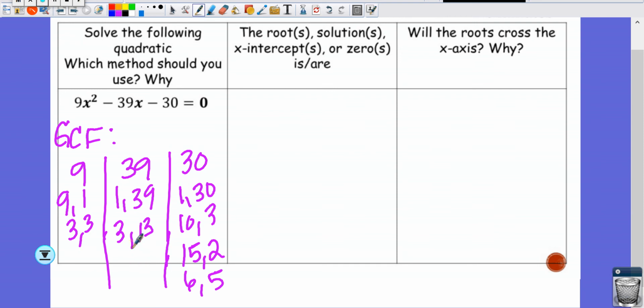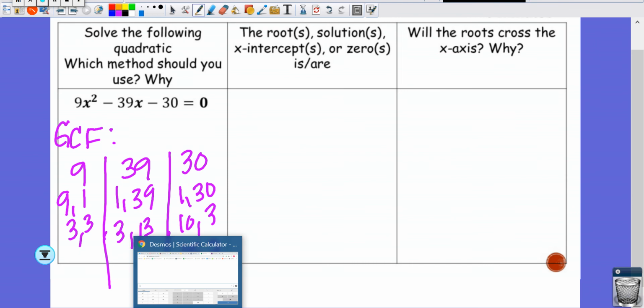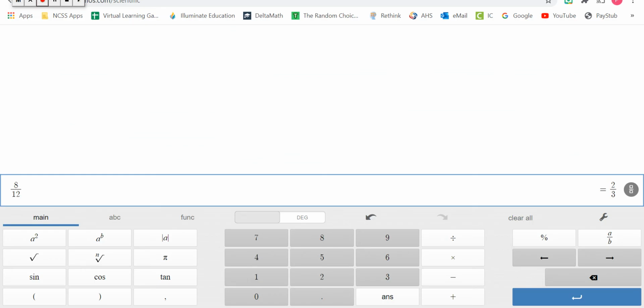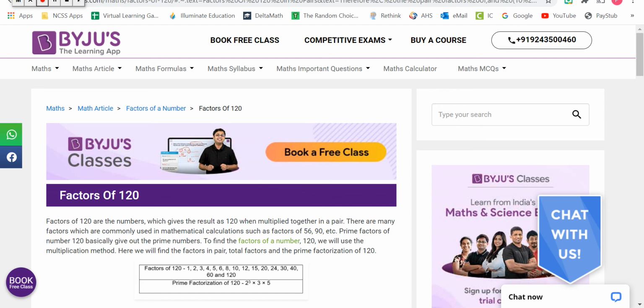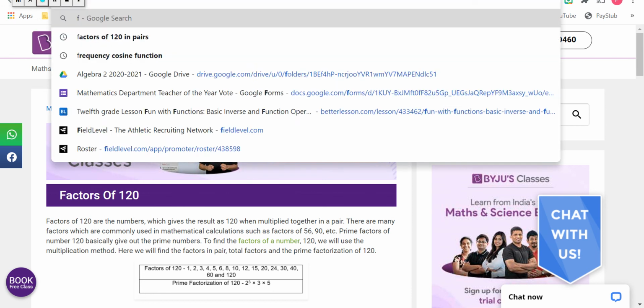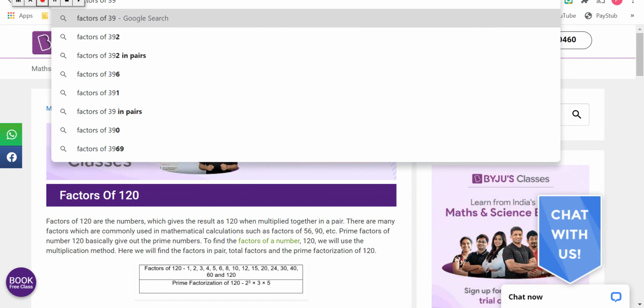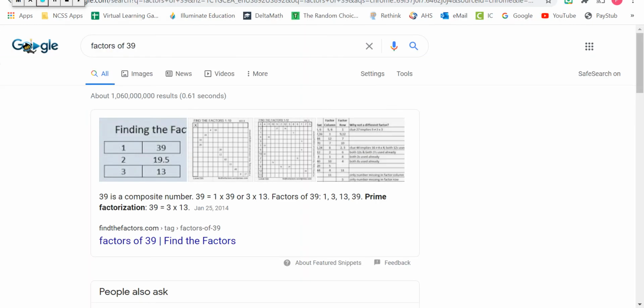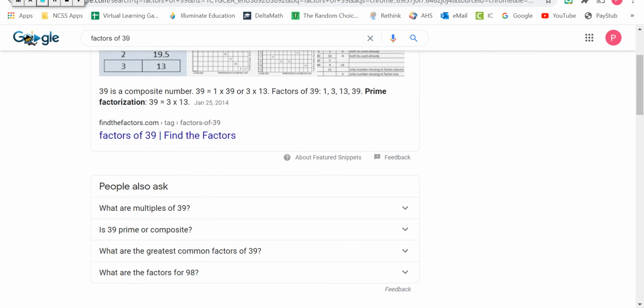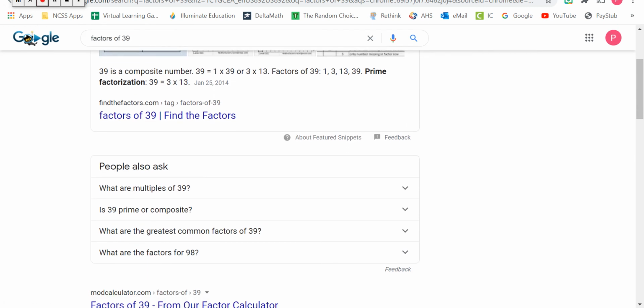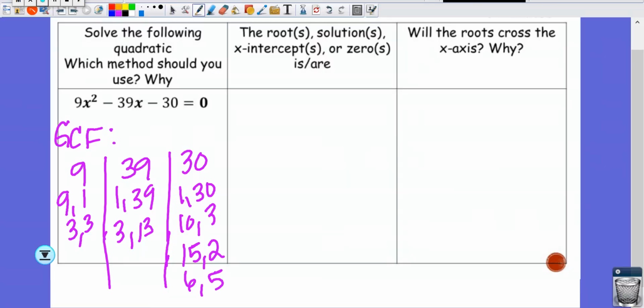With this situation, I am going to go check. I'm going to make sure I have all my factors for 39. So I'm going to go here and type in factors of 39. Just to make sure I got my list right. Okay. So factors of 39 are 1, 3, 13, and 39. So I got all of those. So I got all the factors, and I know I got all of them for 30. 39 is not a number I work with as often.